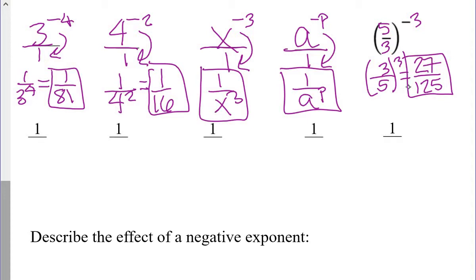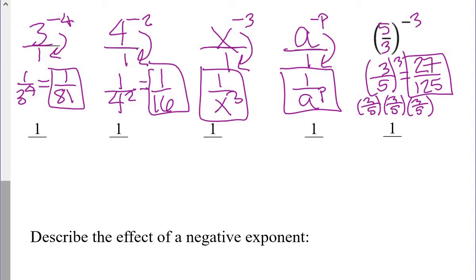And if you don't understand how I got this number, I would recommend expanding this out. 3 fifths times 3 fifths times 3 fifths. And when you multiply all of the numerators, you do end up getting 27. And when you multiply all the denominators, you do get 125. So you should get the same thing.